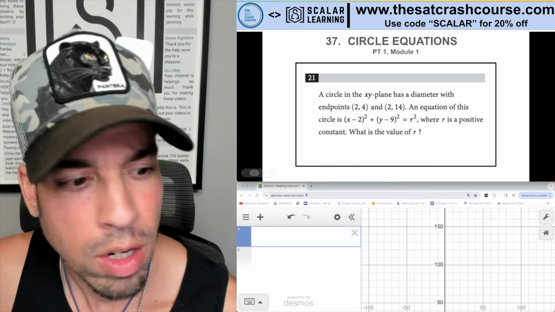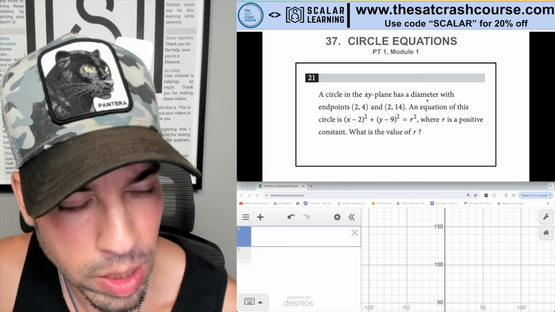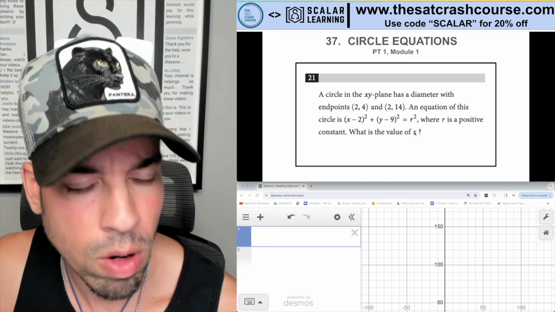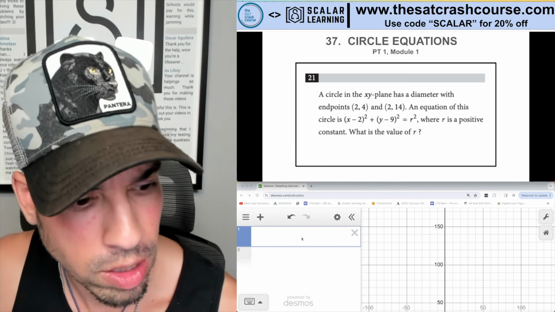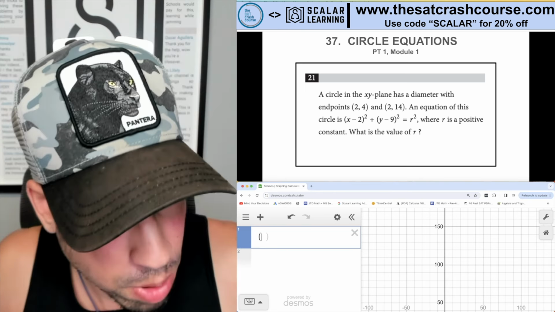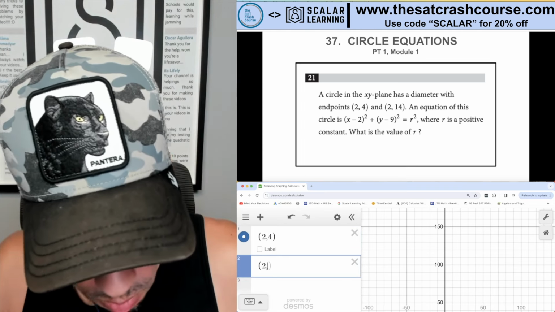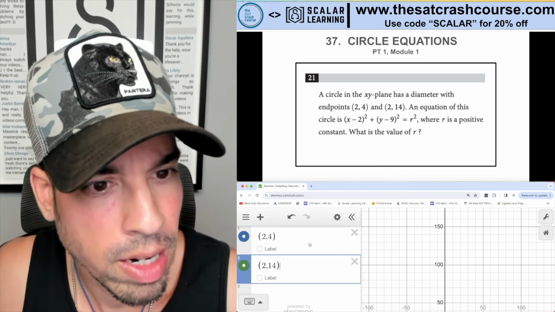How can we use Desmos with this nice circle equation? So we got a diameter with these two endpoints. We got this equation. We're trying to find the value of r, which is our radius. Okay, so check this out. I'm going to put in these two points. We got 2, 4, and we've got 2, 14.